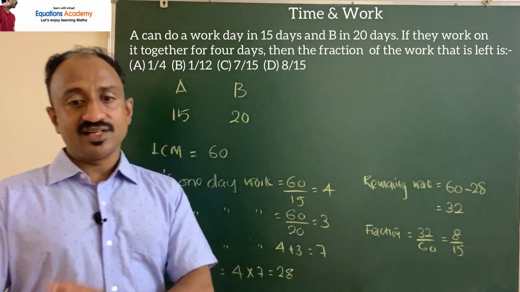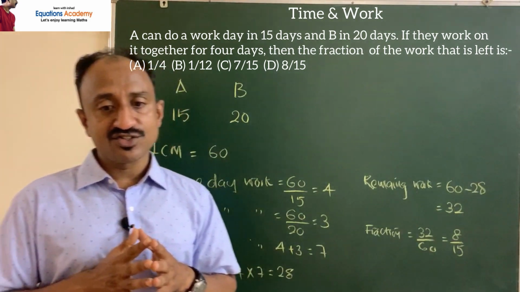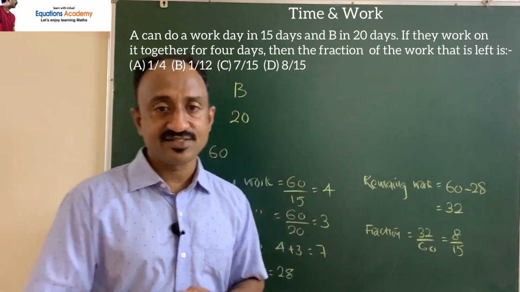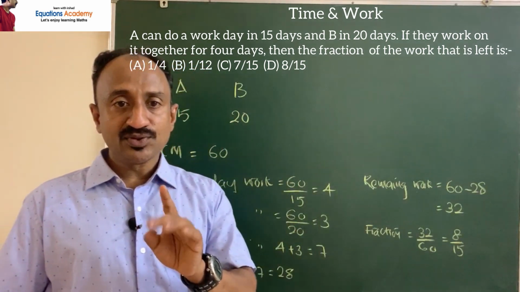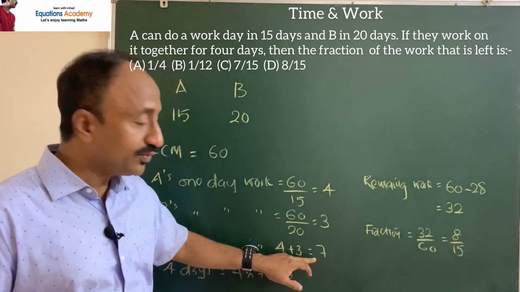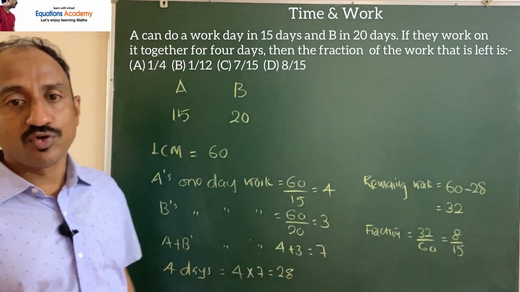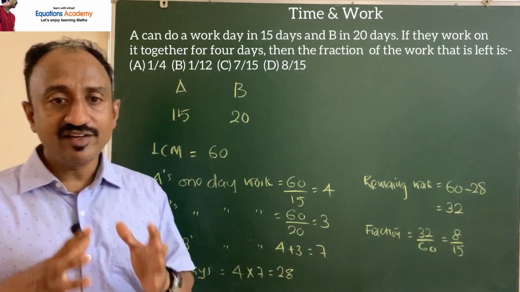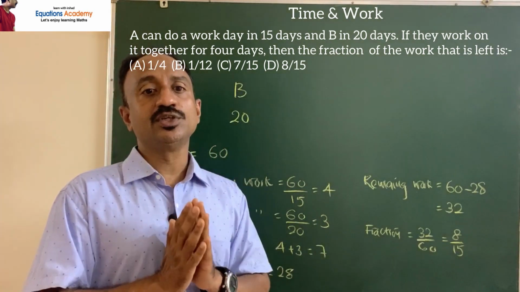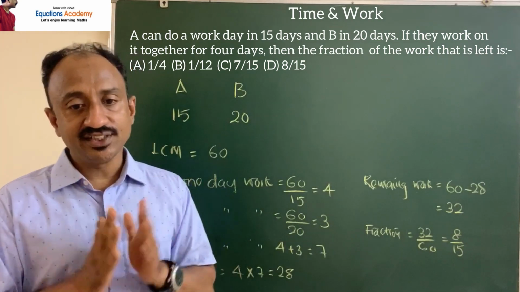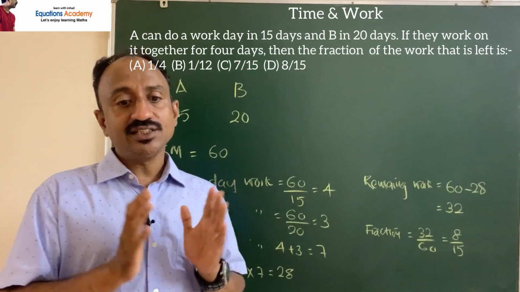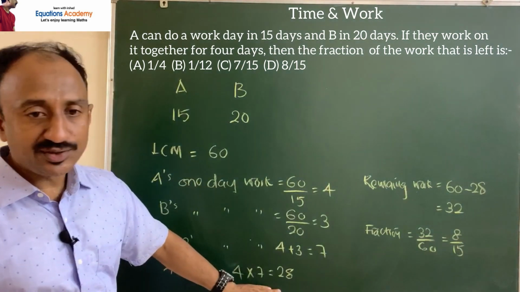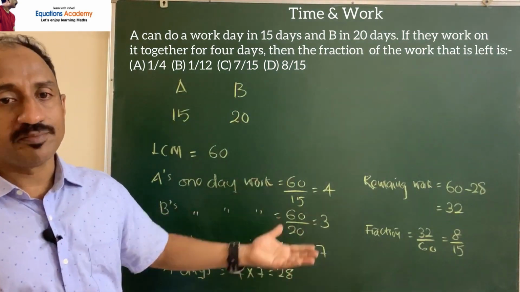And then the question, what is given in the question? It is given that they work on it for 4 days. So A and B together one day's work is 7 units. So what about 4 days? 4 into 7, that is 28. So they finished 28 units of work. The question is, what fraction of the work is left? So 28 units are finished. So what is the remaining work?